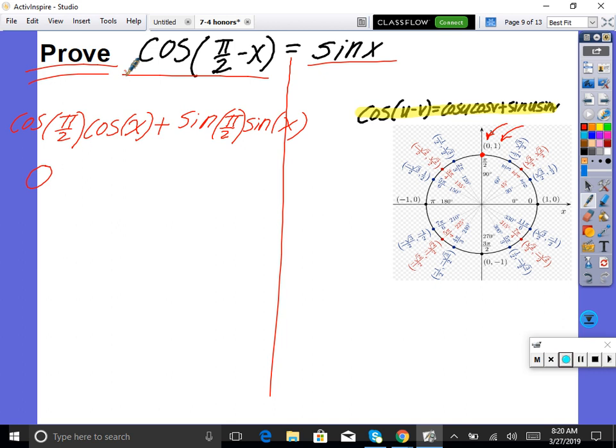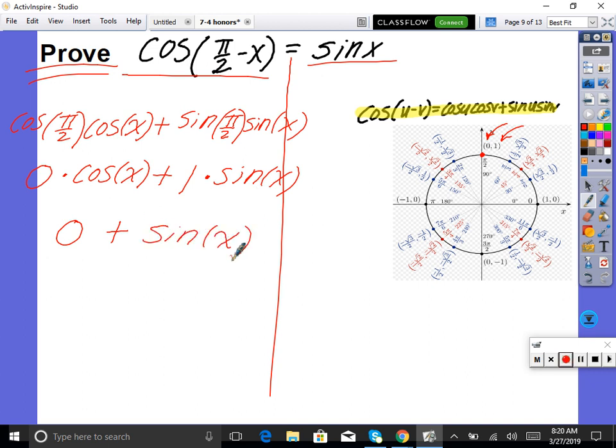Alright, so the cosine of pi halves is 0. So we have 0 times cosine of x plus the sine of pi halves is 1. So we have 1 times sine of x. You're showing your work. Isn't 0 times anything 0? So we have 0 plus 1 times anything gives itself. So we have 0 plus sine of x, which is sine of x. And we have now shown the math behind why this cofunction identity exists, basically.